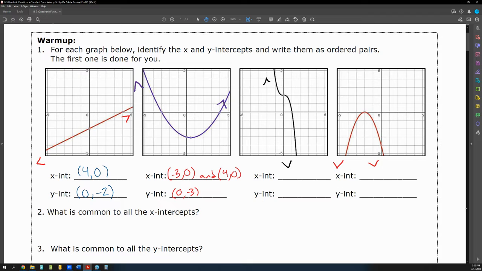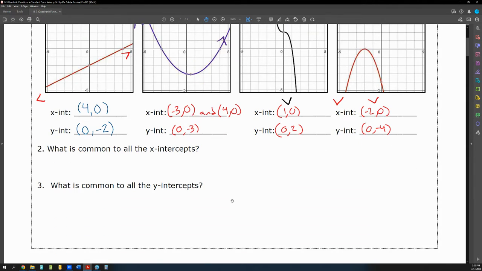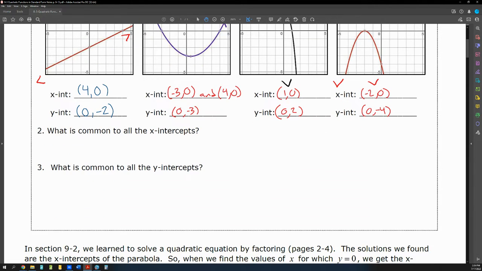Next, for the third graph, this crosses the x-axis at (1, 0) and then crosses the y-axis at (0, 2). And then finally, for the last one, this crosses the x-axis at (-2, 0) and then crosses the y-axis at (0, -4). So take a moment and look at the x-intercepts and the y-intercepts and see what they all have in common. Go ahead and write your answer below.